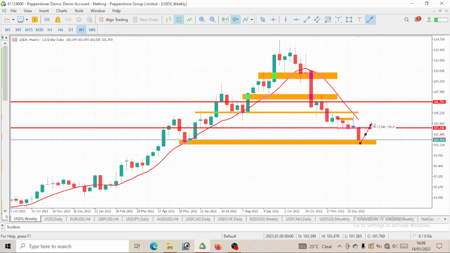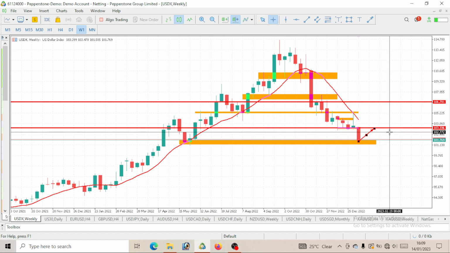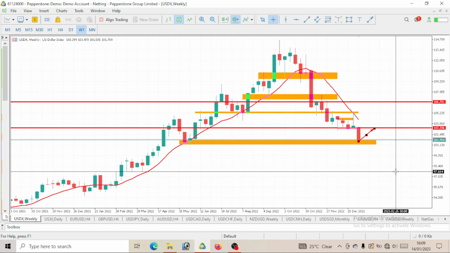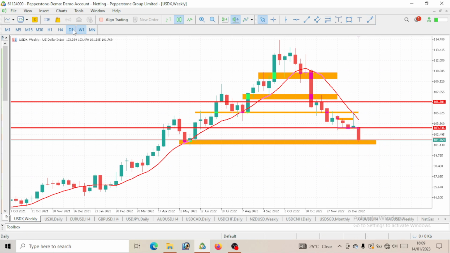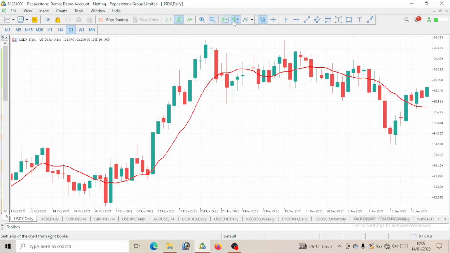Let's see if this pullback will take us to a level of 103 or 104. So I'll be watching out for that level of a pullback. If it gets to a level of 103, I'll be expecting a drop. Or it actually gets to a level of 104 before I get that drop we are waiting for. That should now take us to the daily time frame.